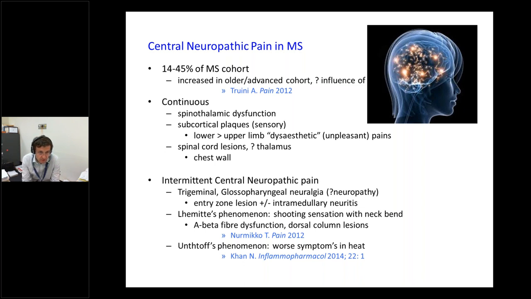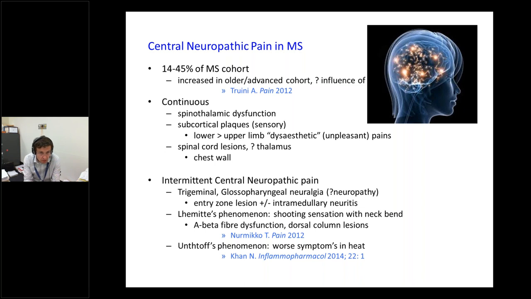The continuous component appears to be spinothalamic dysfunction. We see that post-stroke and other spinal cord injuries, where if the injury or the stroke is in the area causing spinothalamic or somatosensory dysfunction, then that significantly increases the risk of central neuropathic pain. And in general, it's felt to be required. In MS, it's not always defined that way, or we can't clearly demonstrate it, and that likely reflects that white-grey matter aspect of MS, or there's some dysfunction occurring in MS that we can't see on MR or clinical exam, but they've got pain because of it.